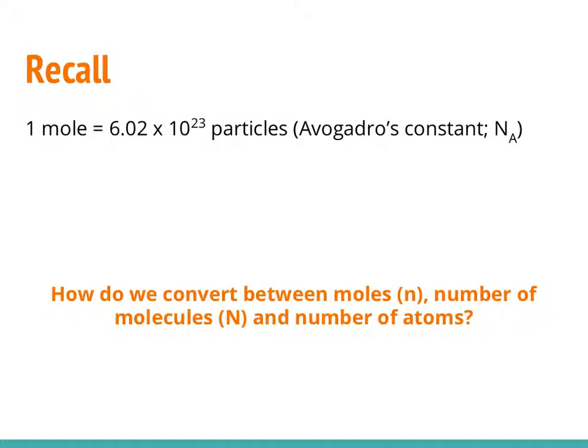In the last video, we introduced the concept of the mole. In this video, we are going to look at further calculations between the number of moles and the number of molecules, as well as the number of atoms. Recall that 1 mole is 6.02 times 10 to the 23 particles, which is known as Avogadro's constant, with a capital N subscript A.